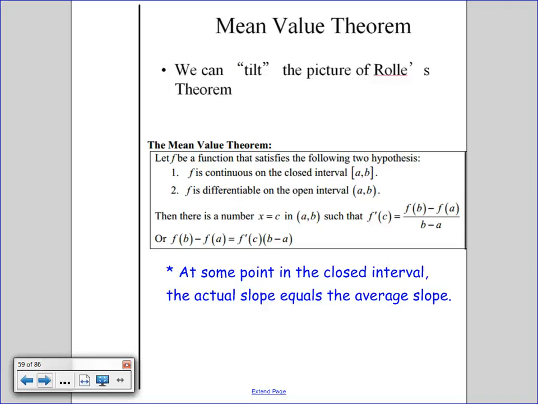No help. Mean value theorem. We can tilt the picture of Rolle's theorem. We can.